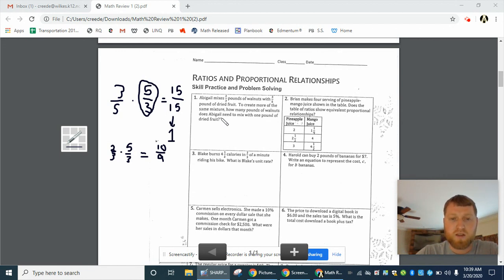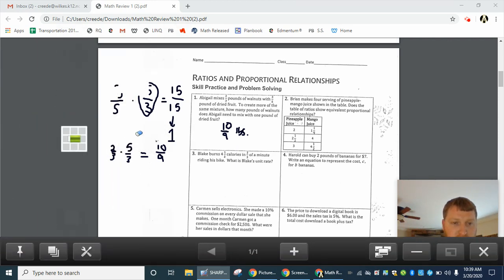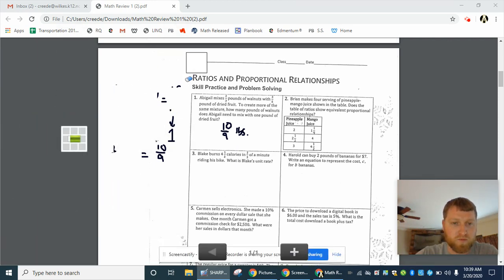So the amount of walnuts that Abigail will need to mix with 1 pound of dried fruit is going to be 10 ninths pounds. So LBS for pounds. Okay, 10 ninths pounds will be your answer for that. Okay. All right. I'm going to erase all this over here so I have some room to work some more.